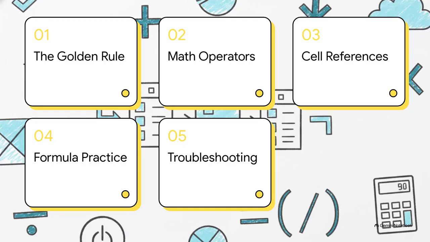So here's our quick roadmap for today. First, the golden rule. Second, meet your math operators. Third, the magic of cell references. Fourth, real-world formula practice. And finally, we'll wrap up with troubleshooting and an assessment.